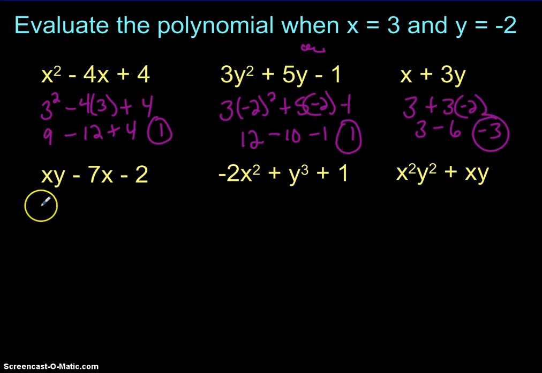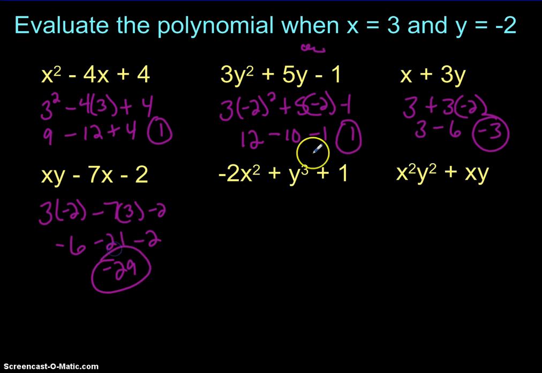Here, xy, 3, negative 2, minus 7 times 3, minus 2. This is negative 6. This is negative 21. This is negative 2. 21, 23, that's going to be negative 29. And we're done with that. Next one, I have 2x squared. So I'm going to substitute 3 for x. That's going to be 3 squared. Negative 2 for y, plus 1.